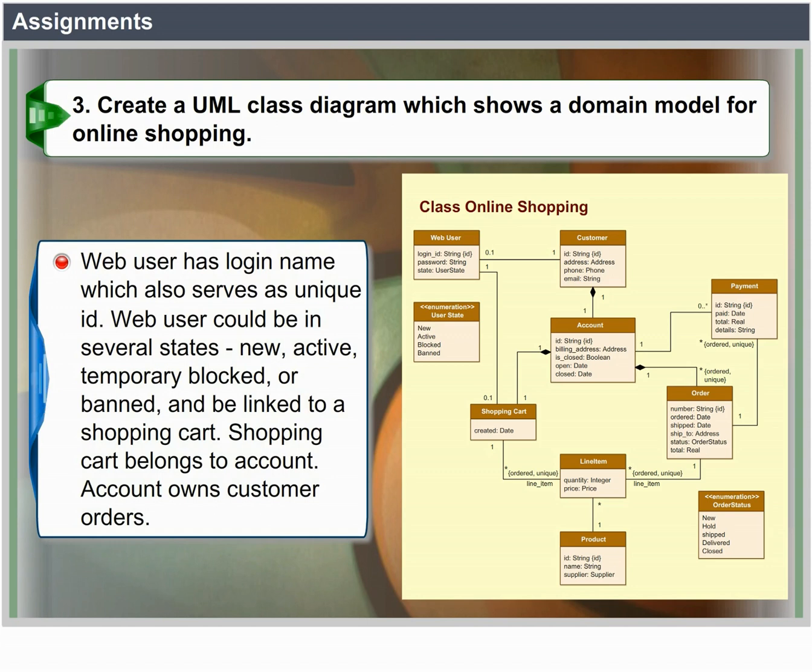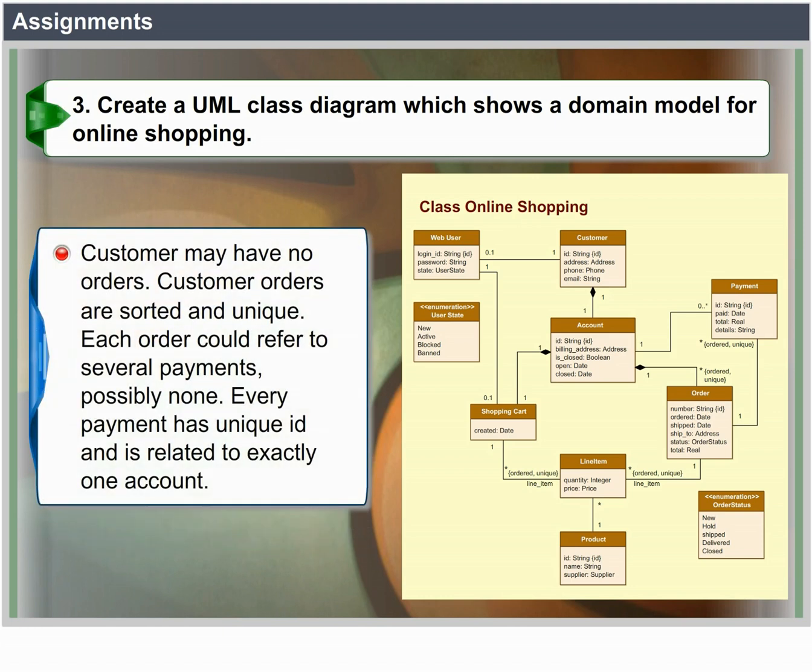Web user could be in several states: new, active, temporary blocked or banned, and be linked to a shopping cart. Shopping cart belongs to account. Account owns customer orders. Customer may have no orders. Customer orders are sorted and unique. Each order could refer to several payments, possibly none. Every payment has a unique ID and is related to exactly one account.